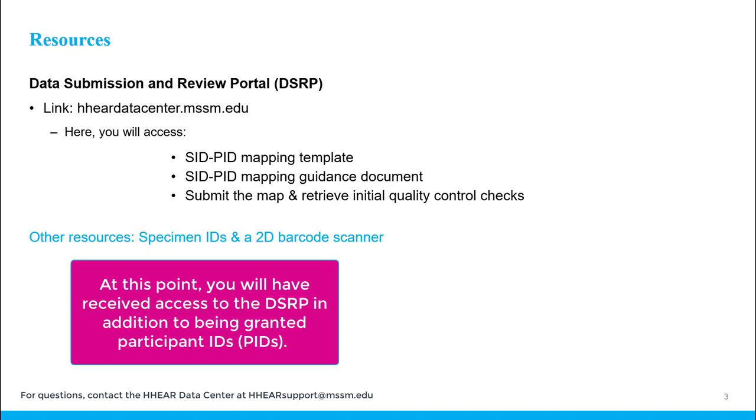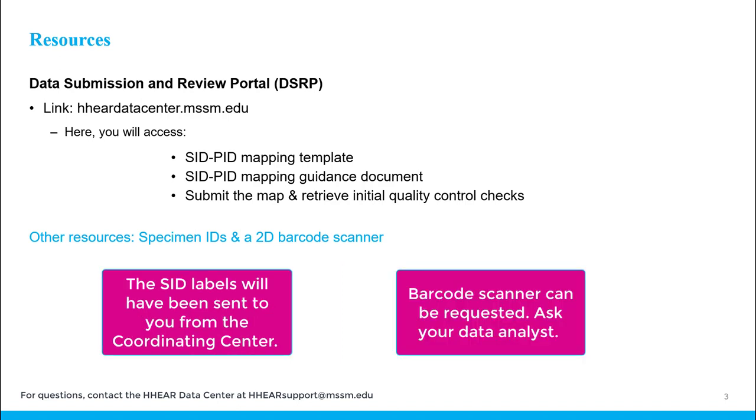Other resources you need to complete the map include your specimen IDs and a 2D barcode scanner if you plan to scan the specimen ID barcodes directly into Excel. If you do not have the SIDs, you cannot move forward. The HEAR Data Center can lend you a barcode scanner if you do not have one. If you would like a scanner, please contact your analyst or HEAR support at hearsupport@mssm.edu.